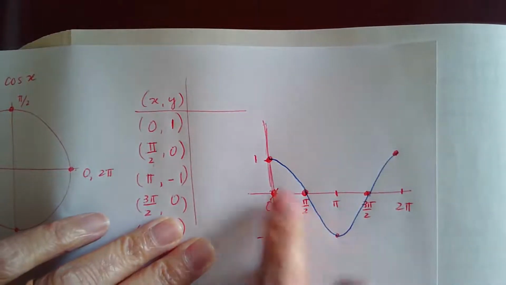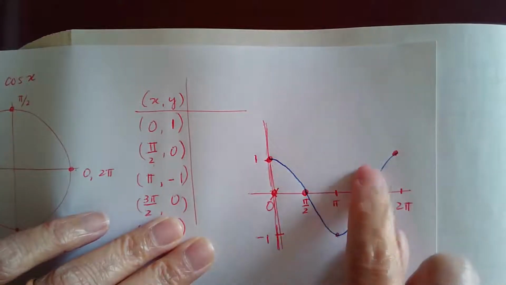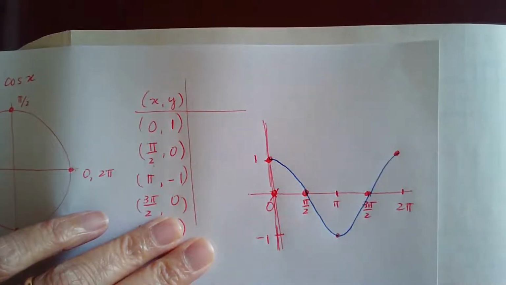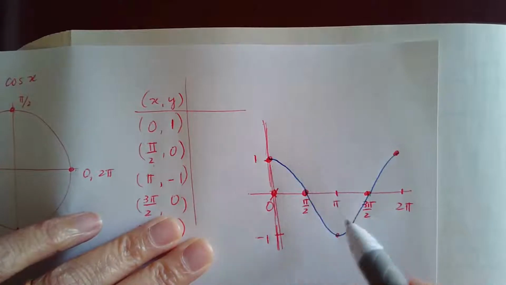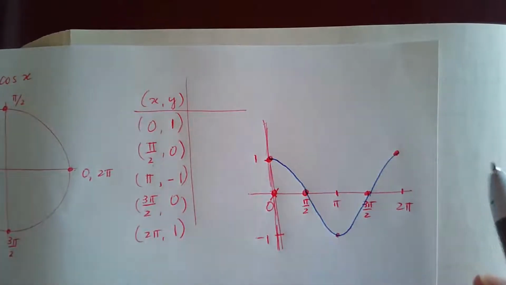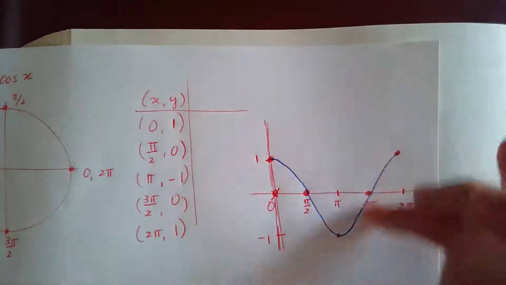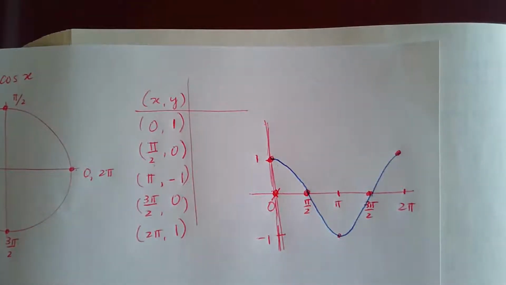Okay, so that's one complete cycle. So that's what y equals cos of x looks like. Get really, really familiar with this one because you need to. Get familiar with the cosine of x graph.